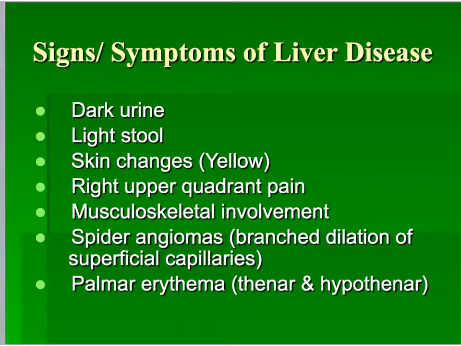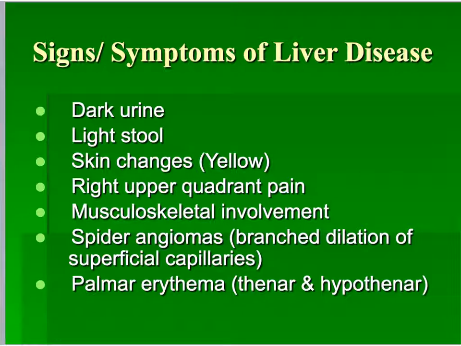Sometimes we see spider angiomas, which are branched dilations of superficial capillaries. We see this network of capillaries mostly on the face and in the back. We also see palmar erythema, which is a redness that we see on the thenar and hypothenar eminences of the palm of the hand.